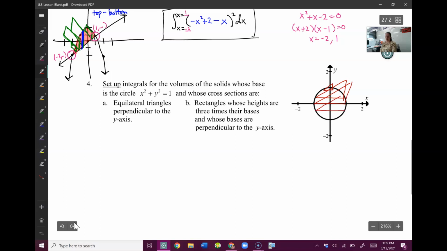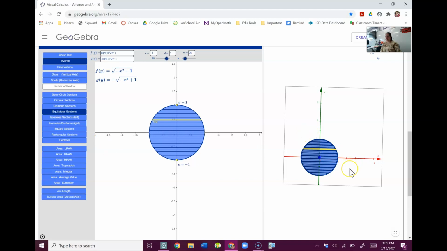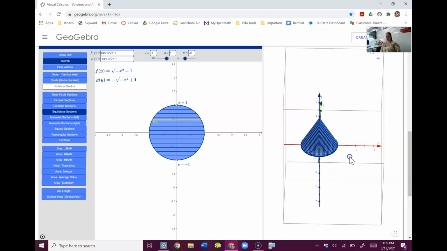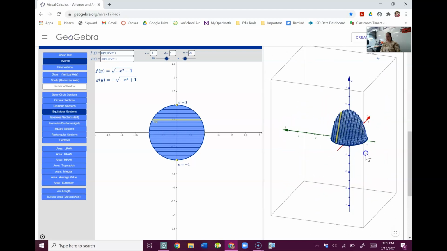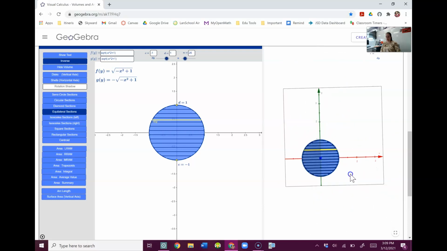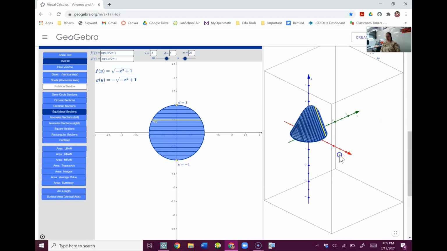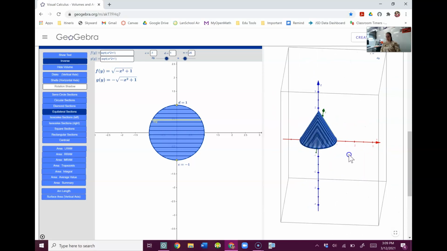Kind of help you visualize what this is looking like. And to help you visualize it a little better, here's our circle. I've got it set on equilateral sections. I pull it up. There's our 3D shape with equilateral sections. Okay.